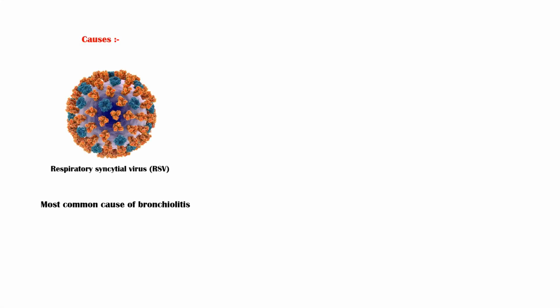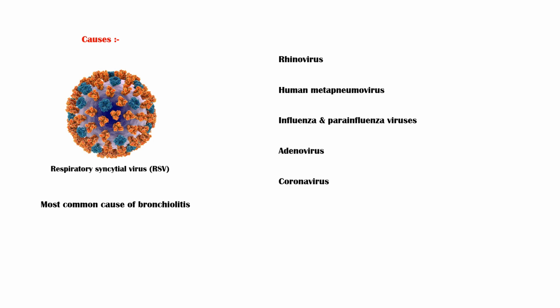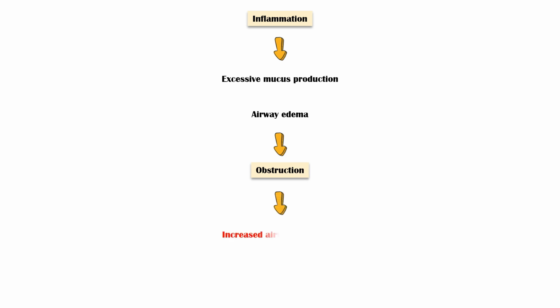As already mentioned, the commonest causative organism is respiratory syncytial virus. Others include rhinovirus, human metapneumovirus, influenza and para-influenza viruses, adenovirus, coronavirus, and human bocavirus. Infection with one or more of these organisms leads to inflammation in the bronchioles, causing excessive mucus production and airway edema. This will result in airway obstruction, ultimately leading to increased airway resistance, alveolar collapse, and ventilation perfusion mismatch.